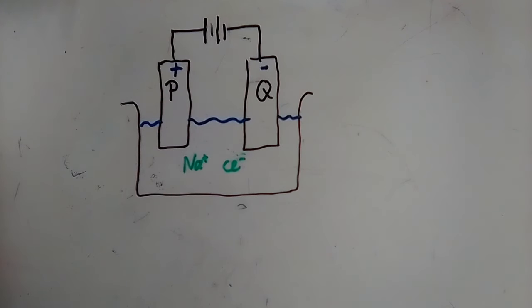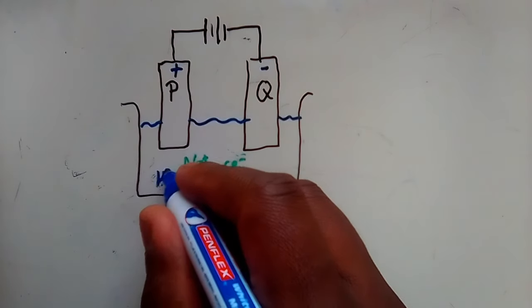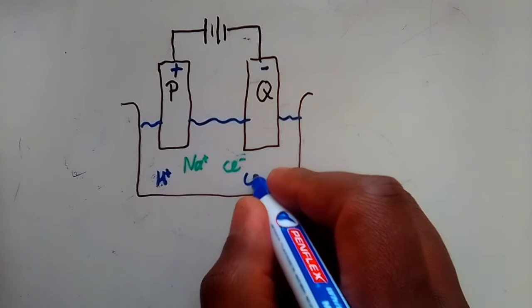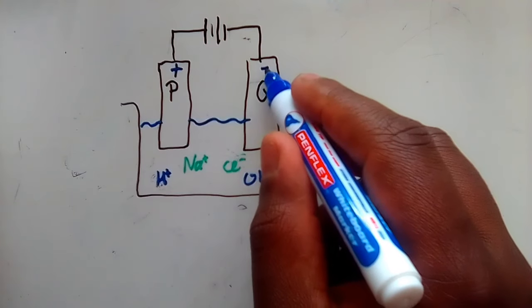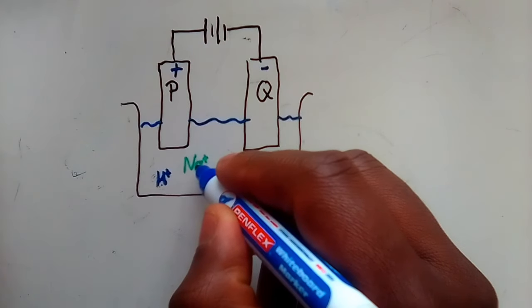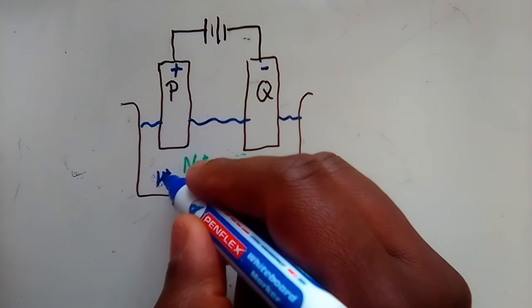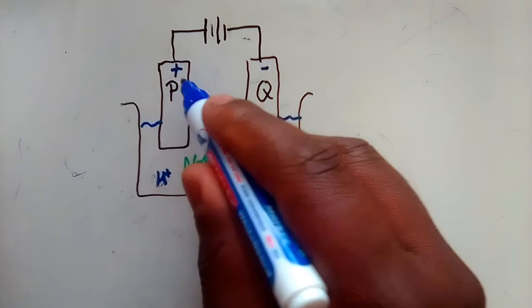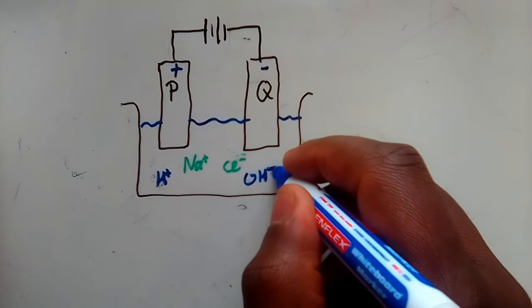Water in itself can also ionize. The majority of the water is liquid, but some parts are also ions. So just be aware that water also ionizes. We're going to have H plus when water splits, and we're going to have OH minus. So what am I trying to say? This negative does not only attract Na, it also attracts the hydrogen ion because it's also positive. This positive does not only attract chlorine, it also attracts this OH minus.